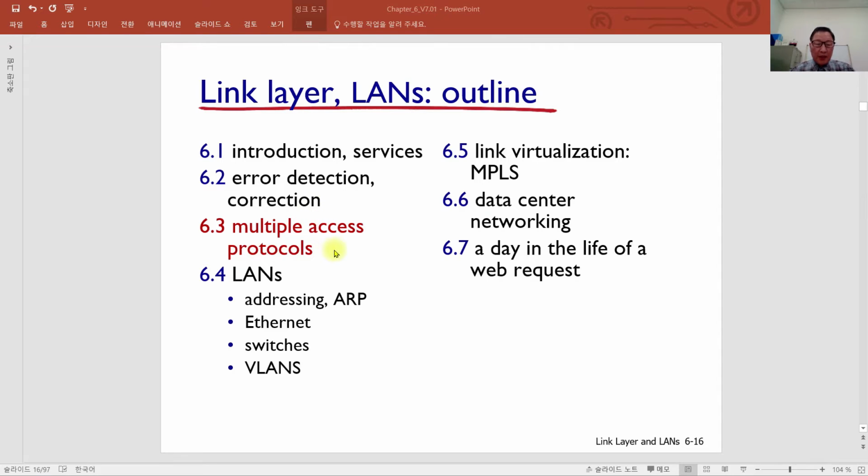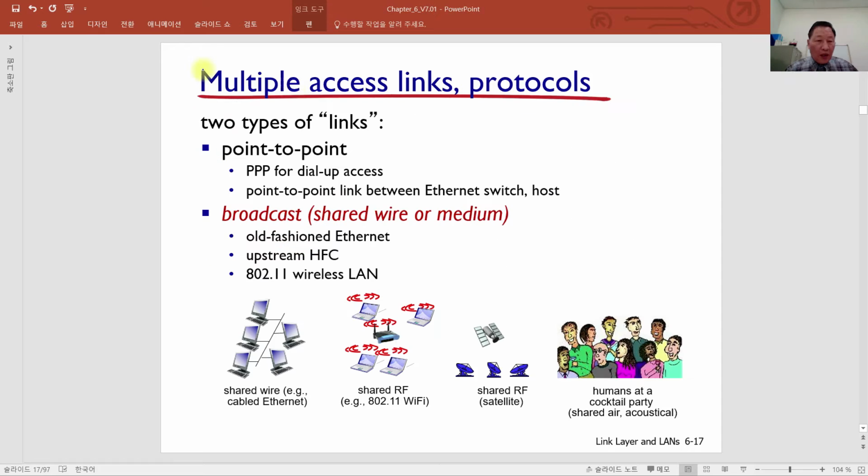In this subchapter 6.3, we learn about multiple access protocols. This one explains multiple access links and some protocols here. There are two types of links. One is point-to-point.